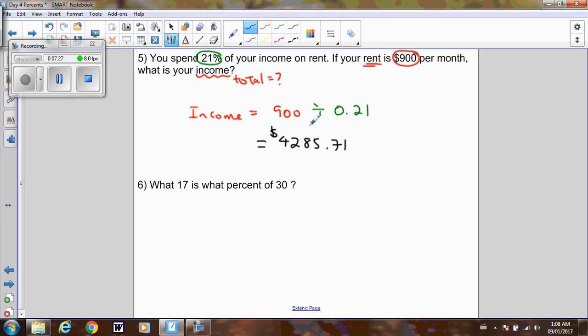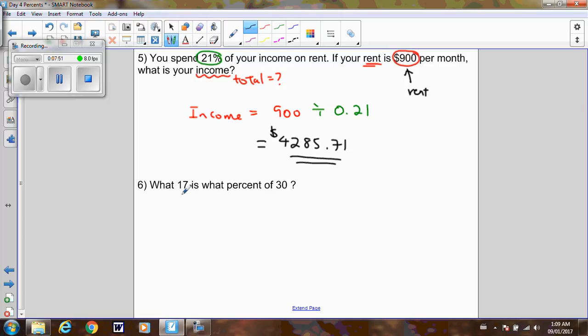$4,285.71. Okay. Now that hopefully makes sense, because this number is the amount of money you make, and out of those numbers you paid $900 for the rent. Okay, so hopefully it makes sense to you. But if not, please ask a question while you're in class.